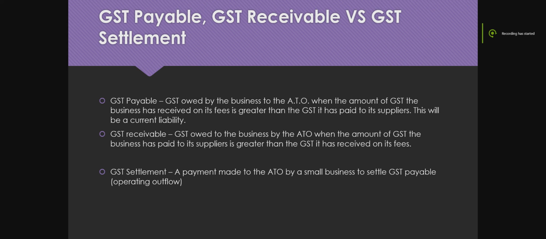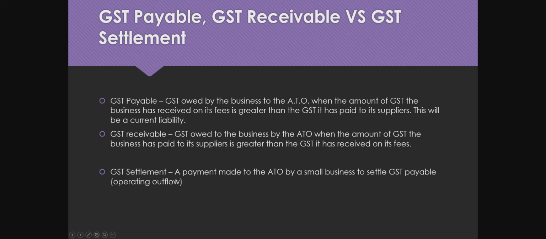Alright, GST payable, receivable, and settlement. What's the difference between them all? Let's go through it. GST payable is the GST owed by the business to the ATO. This happens when the GST from your sales is greater than the GST that you paid, creating our GST liability. GST receivable is when the business is owed money by the government or the ATO. This is where our GST paid is greater than the GST we received from our sales.